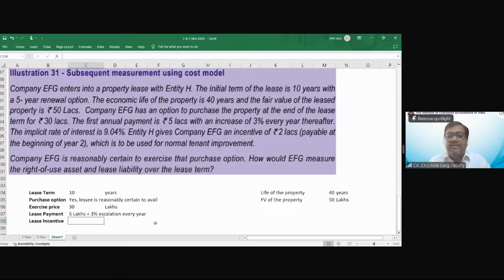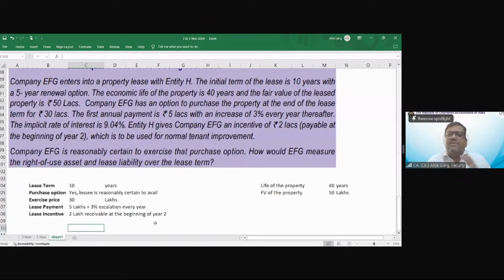The lease incentive is 2 lakh receivable at the beginning of year 2. And this question is silent whether the rental payments are advance or at the end of the year. But the lessee is getting an incentive at the beginning of year 2.